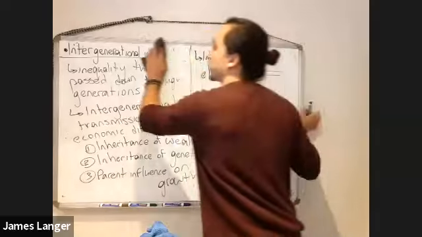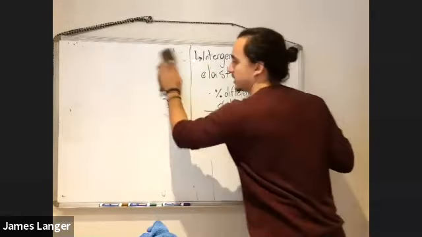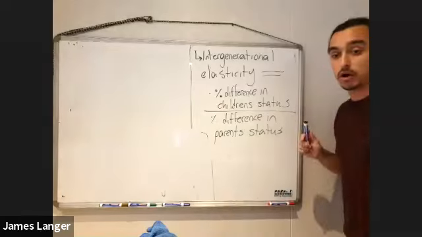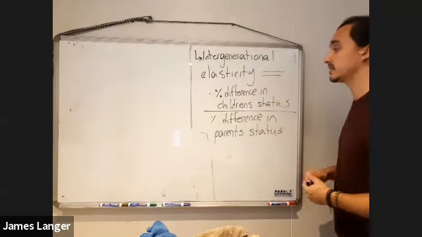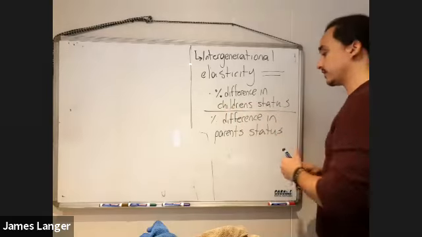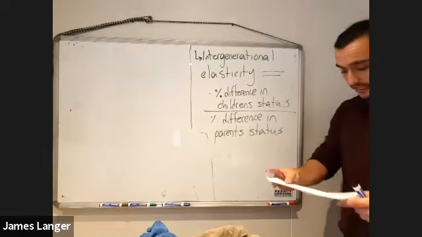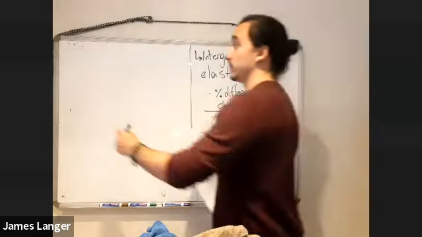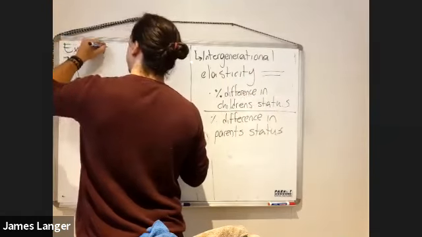We're going to do an example here for this. If there are any questions about the definition I've written on the board, just let me know. So intergenerational elasticity: percentage difference in children's status divided by the percentage difference in parents' status. Okay, so let's give an example.